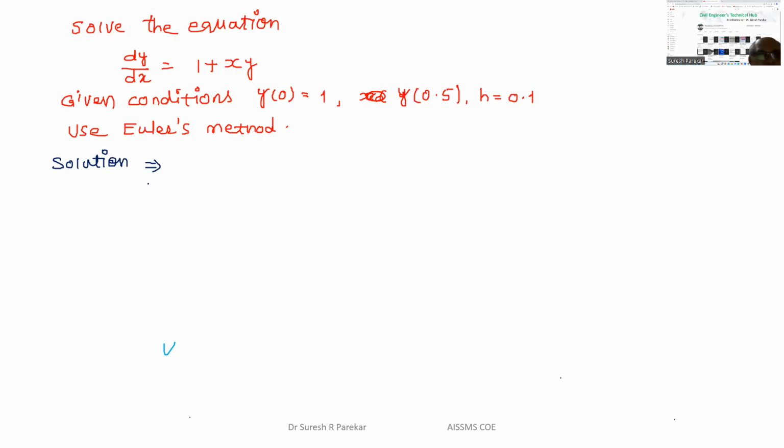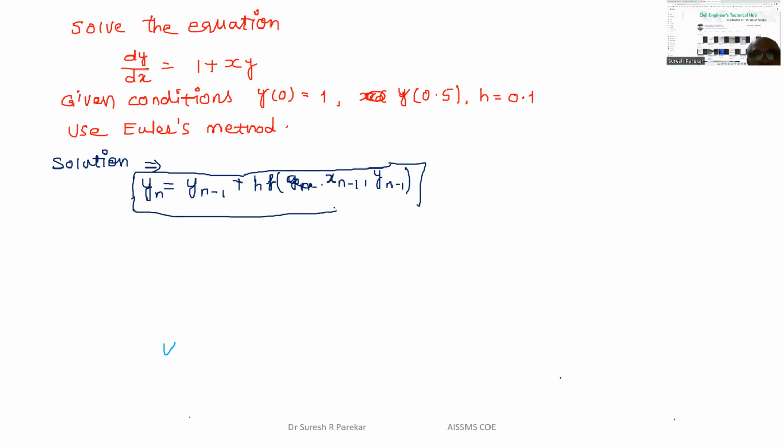Now in this method we have to find the value of y, and that is by using y n equal to y n minus 1 plus h f of x n minus 1, y n minus 1. So only this formula we have to use, and by using this formula we are in a position to find values of y for the given values of x. So now we will start it.